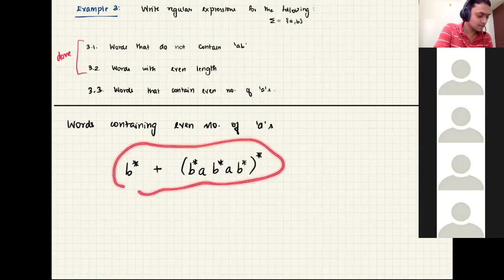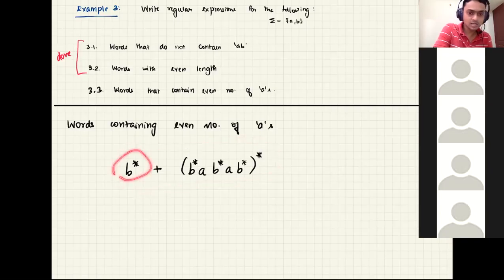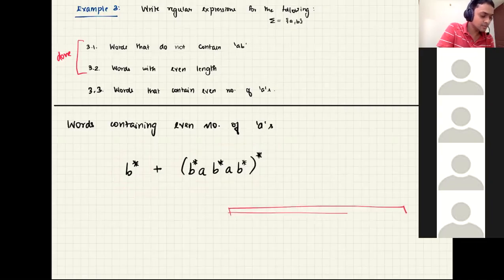So that I have written here. B star is for 0 A's, and then a non-zero even number. This is an expression for it. So the idea is that if I look at a word which has an even number of A's, I first get the first context. This will be full of B's, this will be full of B's, right? So here I make the first cut.